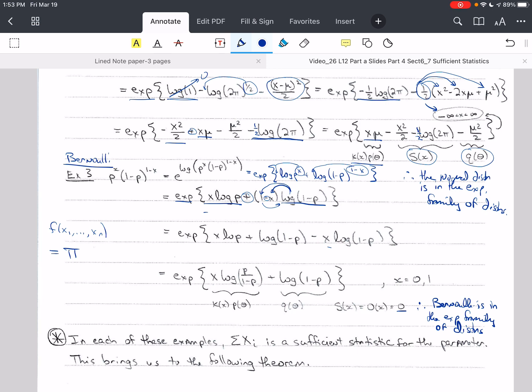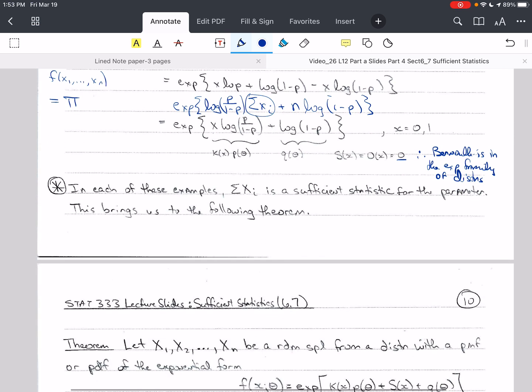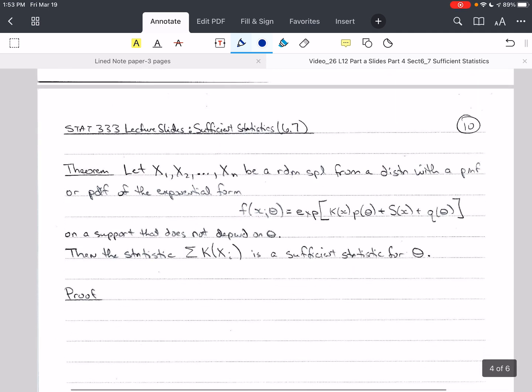We would end up with exp of log of p over 1 minus p times the sum of xi plus n log of 1 minus p. Okay. And so we could break this up and use the factorization theorem, and we would have the sum of x, and that would make it a sufficient statistic. So you could do that with each of these and prove that to yourself. So this theorem is very, very handy.